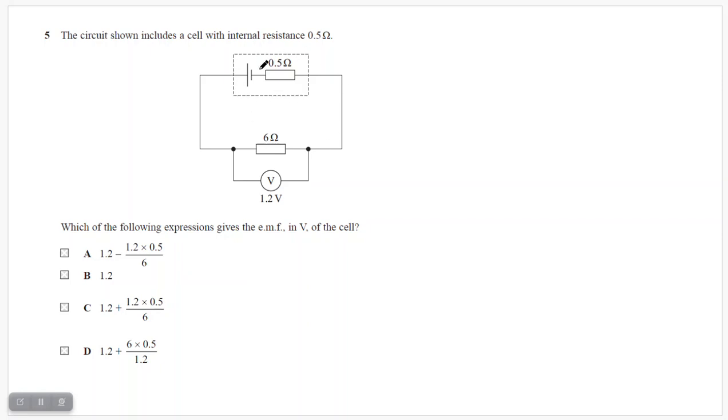So for this question, the equation you'll be using is that of the potential divider, because this EMF is shared between the 0.5 ohm internal resistance and the 6 ohm load resistance, right? So the equation would be V1 by V2 equals R1 by R2.